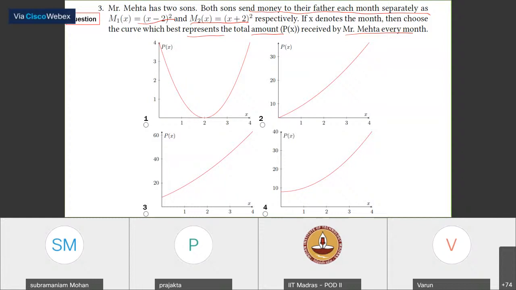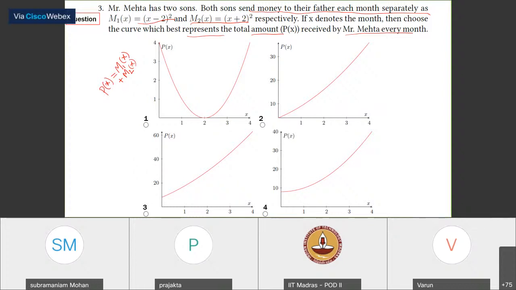If x denotes the number of the month, then choose the curve which best represents the total amount P(x) received by Mr. Mehta. So which of the curves represents P(x), which is the sum of the money sent by both the sons. So you understand that P(x) is equal to M1(x) plus M2(x), right?